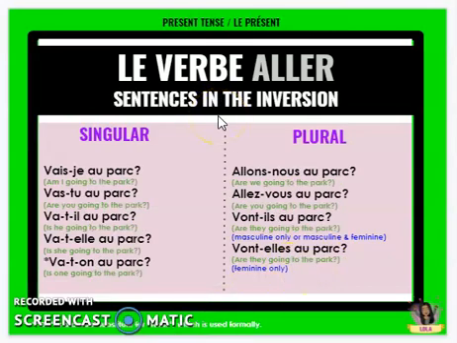I'm putting it in a sentence. It would look like this. Vais-je au parc? Vas-tu au parc? Va-t-il au parc? Va-t-elle au parc? Va-t-on au parc? Allons-nous au parc? Allez-vous au parc? Vont-ils au parc? Vont-elles au parc?